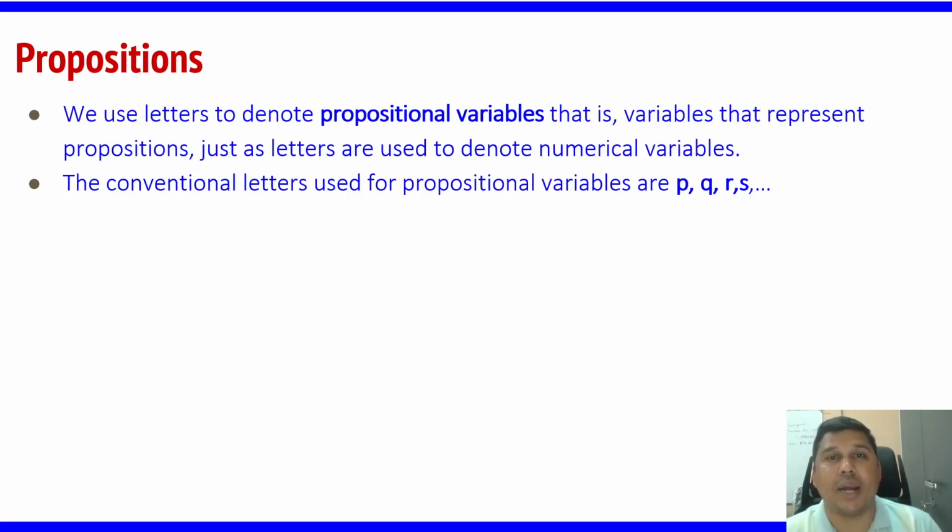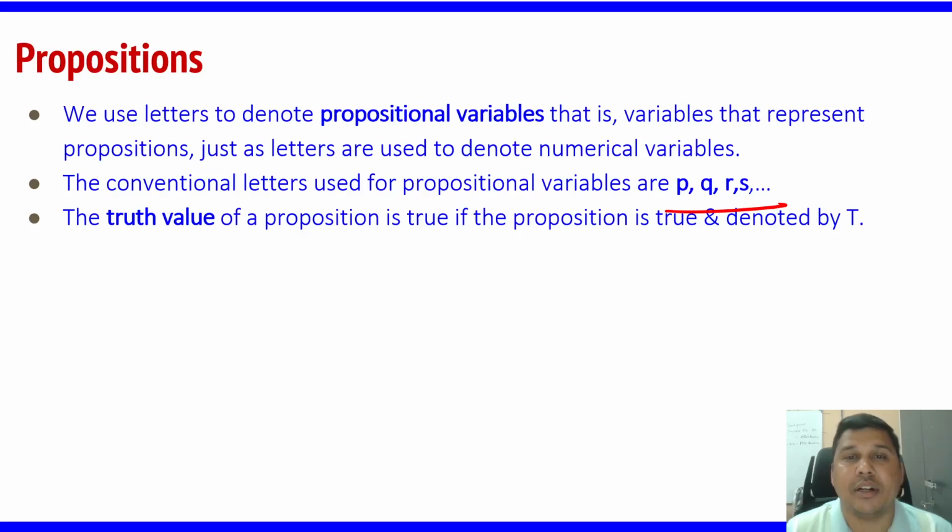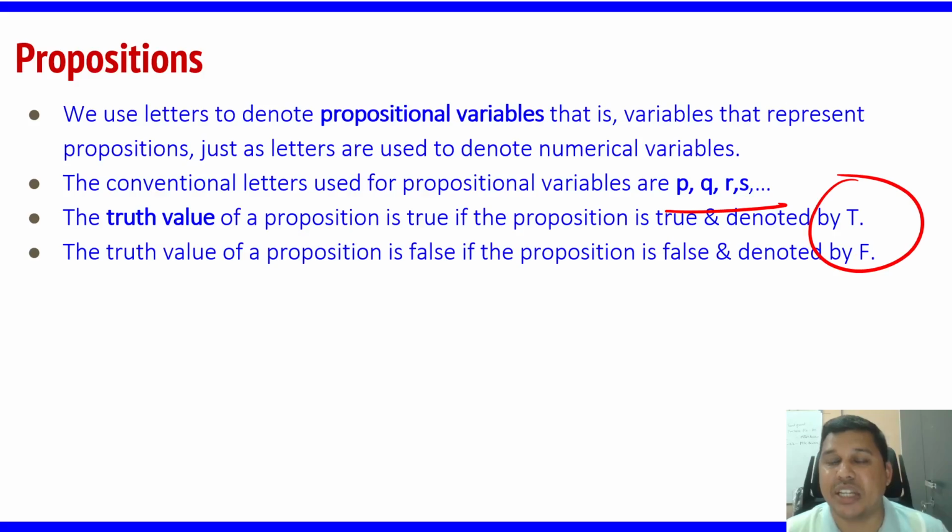Generally, when you have plain English language statements, we try to convert them into mathematical notations. For that, we use some conventional letters, that is P, Q, R, S. We'll be using those. And for every proposition, we have seen just now that a proposition can be either true or false. If it is yielding a true, we denote it by T, and if it is yielding a false, we denote it by F.